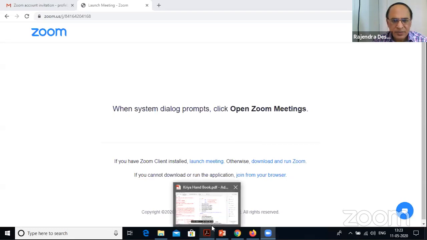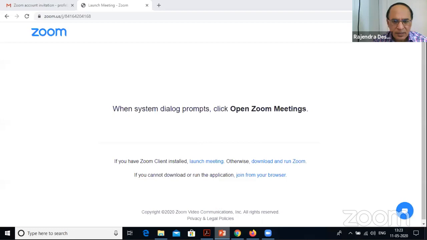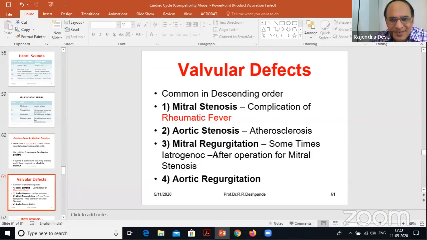Okay, my dear friends. Yes, again, I am back over here. So a few more slides I want to share for the next 10 minutes. These are the valvular defects. Why you must remember, mitral stenosis is nowadays also very common.